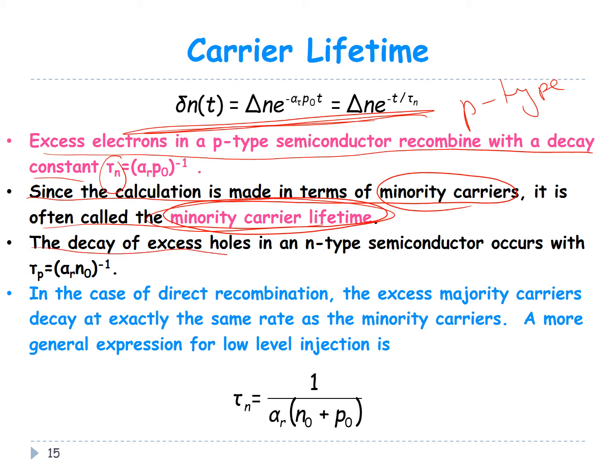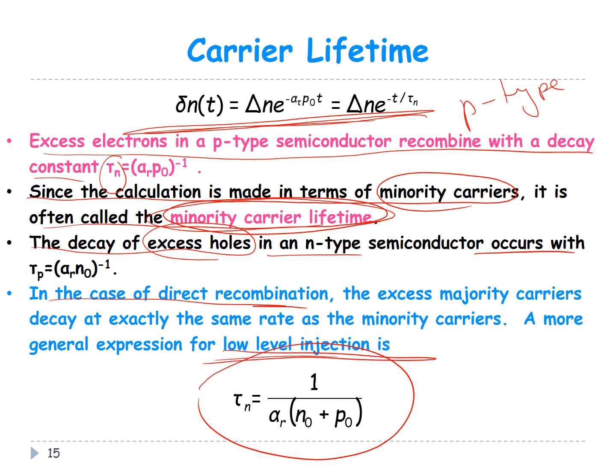Now, the decay of excess holes in an n-type semiconductor occurs with the rate tau p, which is equal to 1 over alpha r n naught. So you simply change your p with n and your p naught with n naught. So in the case of direct recombination, the excess majority carriers decay at exactly the same rate as the minority carriers. A general expression for low-level injection is tau n, which is equal to 1 over alpha times n naught plus p naught. So this is true for low-level injection and no trapping.